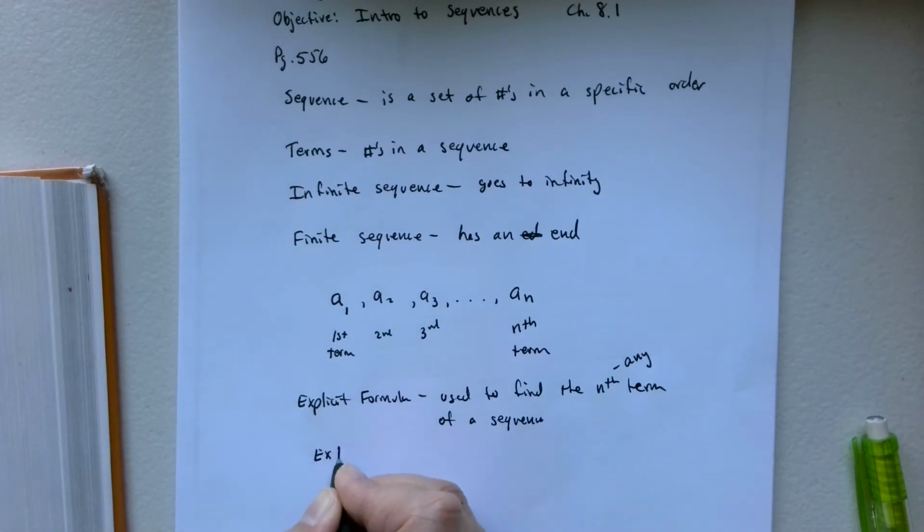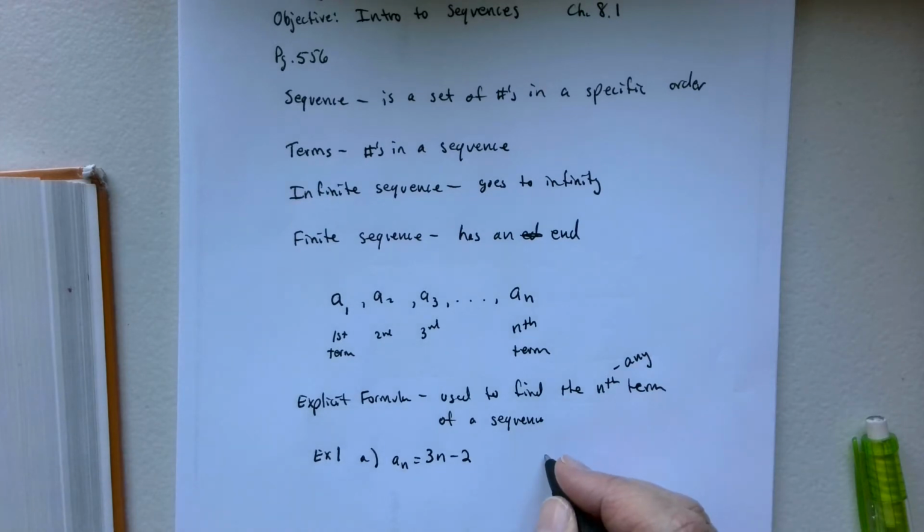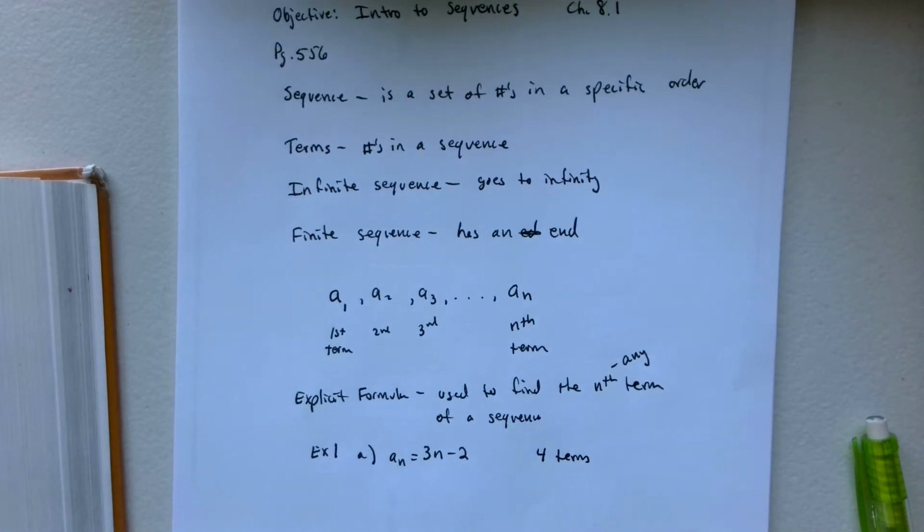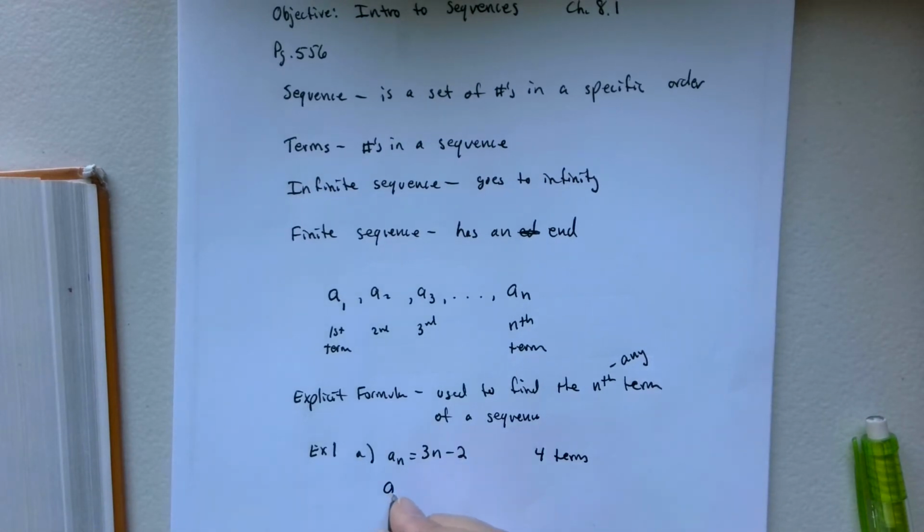So this is example 1, part A. They tell us a sub n is equal to 3n minus 2. And they want us to find the first 4 terms of the given sequence. All right. So for the first term, n is 1. And so we would put in 1 for the n value. And 3 times 1 is 3, minus 2 is 1. So the first term is 1.